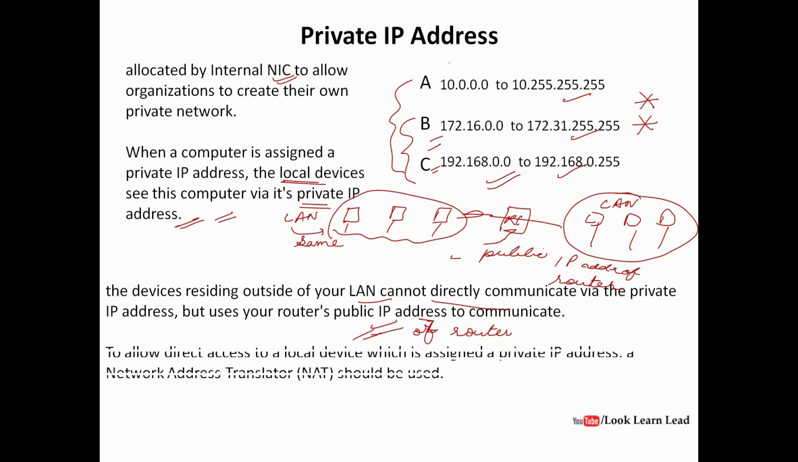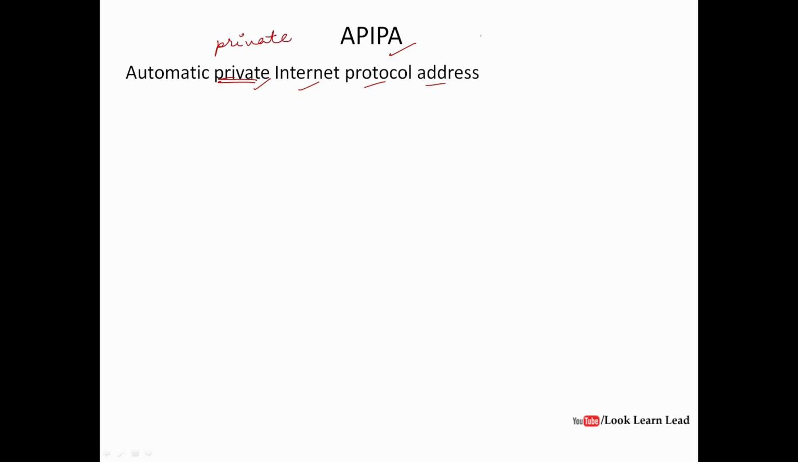Next, let's move on to another topic, that is APIPA. What is APIPA? It is Automatic Private Internet Protocol Addressing. It is also a private IP address, and it comes in the private range. It is a class B address.